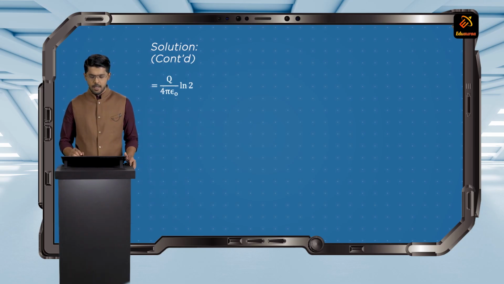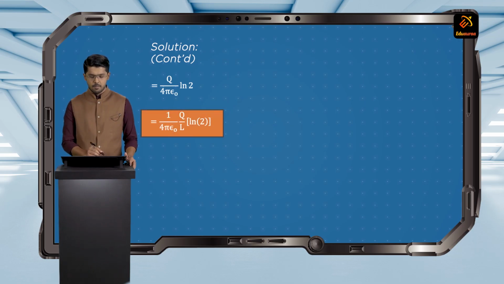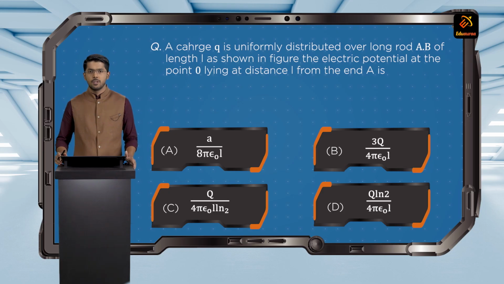So, as you clearly see, the final answer comes out to be Q by 4 pi epsilon naught, substituting the value of k in this, multiplied by 1 by L into ln 2. So, clearly you can see that the final result comes out to be, for k, 1 by 4 pi epsilon naught multiplied by Q upon L into ln 2. And if you check your options, option D is the correct answer to this question. So let's now move on to the next question.